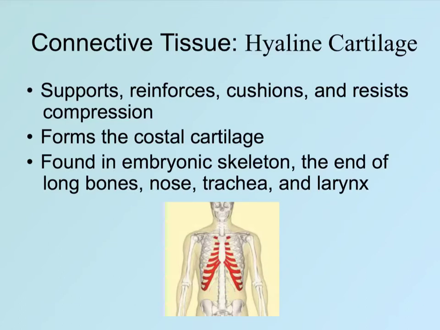And hyaline cartilage helps support, reinforce, cushion, and helps with compression in between bones. It also forms the costal cartilage, so this is that cartilage that you see in that picture there that's shown in red. It actually attaches the ribs to the sternum. And it's also found in an embryonic skeleton, at the end of long bones, in your nose, your trachea, and your larynx. So it's kind of a flexible cartilage, but it's still pretty rigid and provides good support.